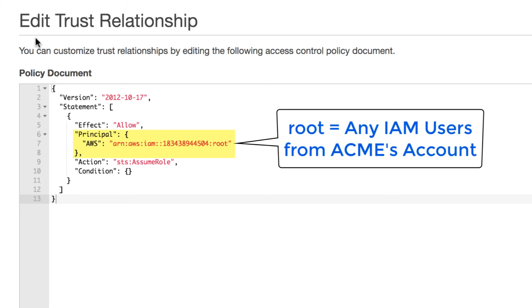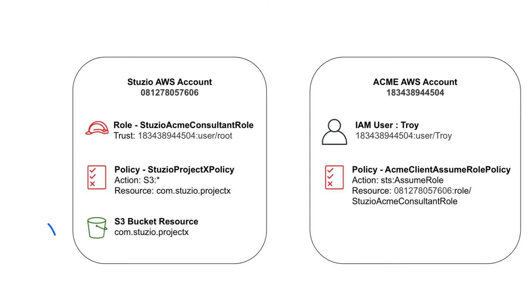The root notation denotes that this policy trusts any IAM user from Acme's account. So now that we have the trust relationship configured and the permission policy configured, we are now done with Studio's AWS account setup. Now let's go to Acme's AWS account.